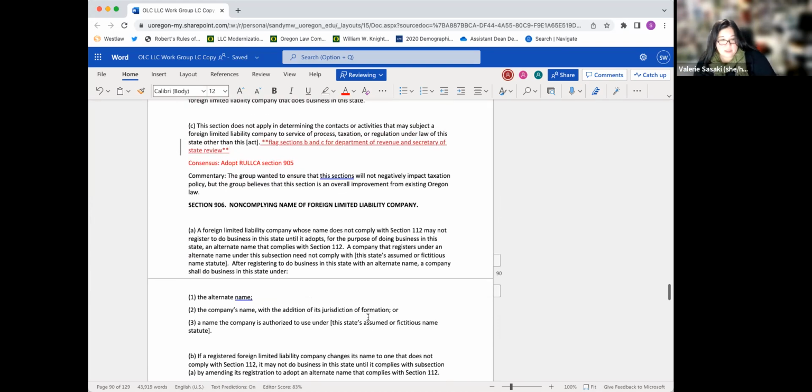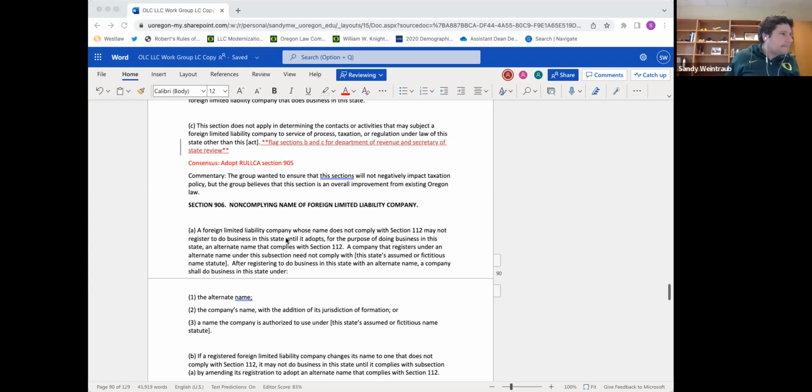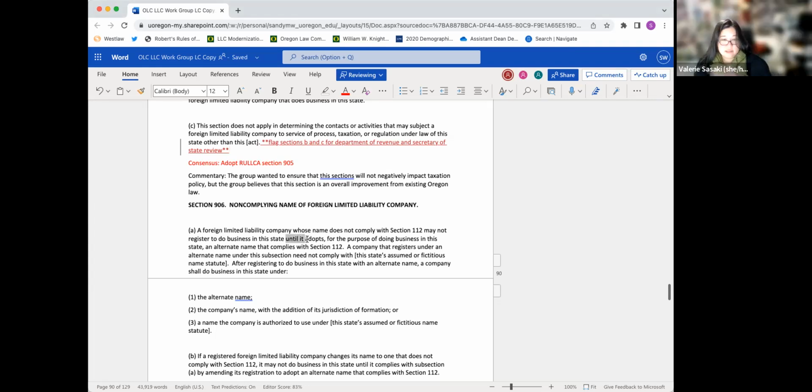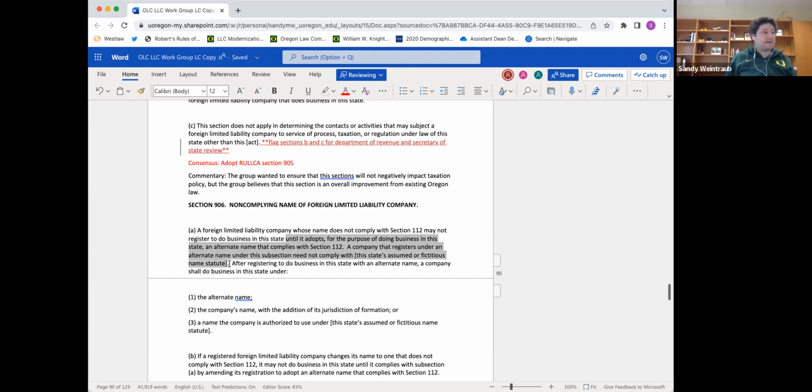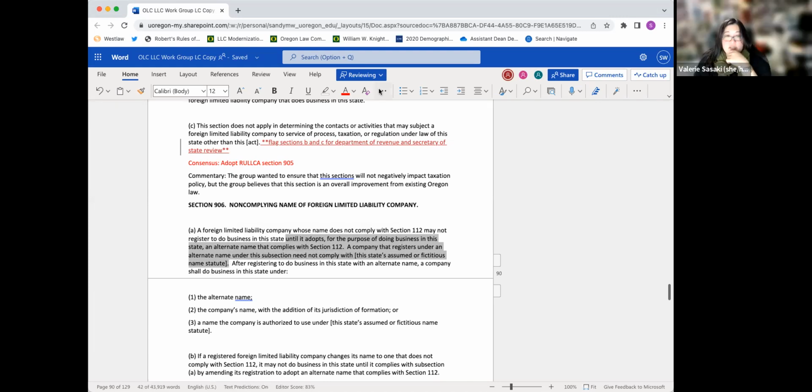906 is where I think we made a bunch of changes to A. So I have us striking the language in the first paragraph after "for purpose of doing business in the state," through the bracketed language three lines down. Yeah, I see it. Okay, so I have us striking that.